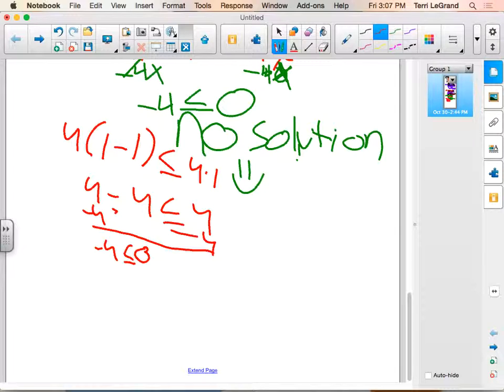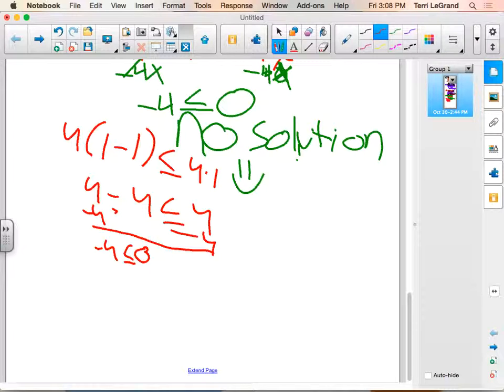Because Jocelyn said it's no solution, and you're saying what? -4 could be less than. Well, what are you proving with that? So yes, -4 is less than or equal to 0. So what? Any number can be substituted in for x and it'll still make it true. Which one did you just prove is true? Which value from the number line makes it true? 1. Okay.